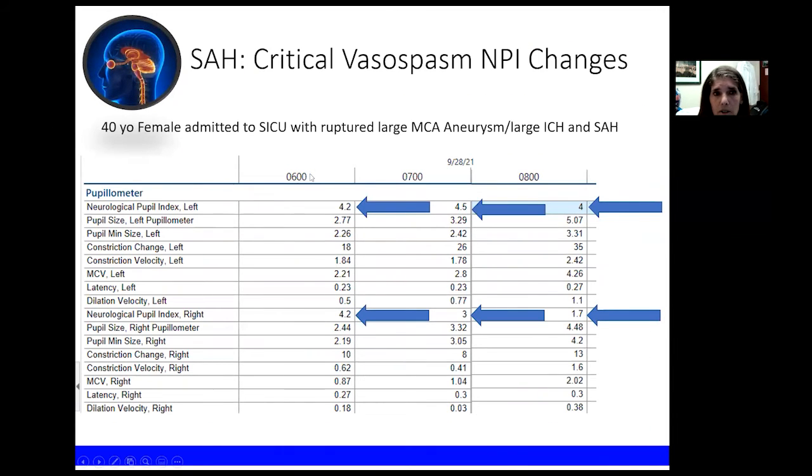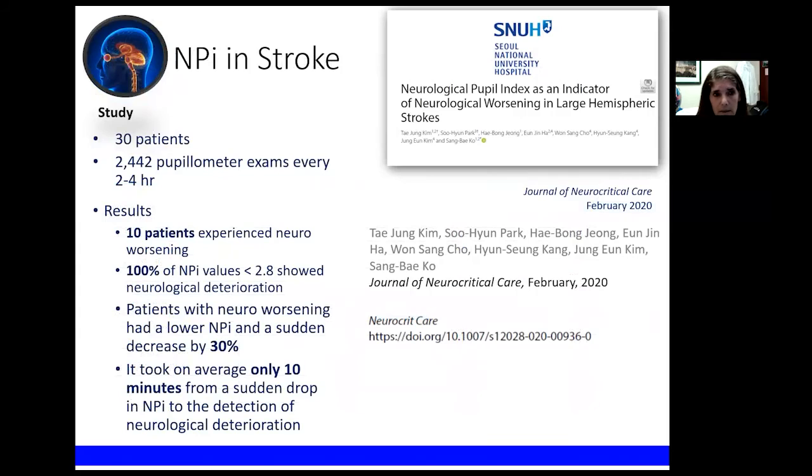This is one of our patients, a 40-year-old female with a ruptured large MCA aneurysm. You can see that the left pupil NPI is pretty normal, but take a look at the right pupil NPI. This patient developed critical vasospasm. So we saw drops in the NPI and drops in the constriction velocity in the side where the spasm was.